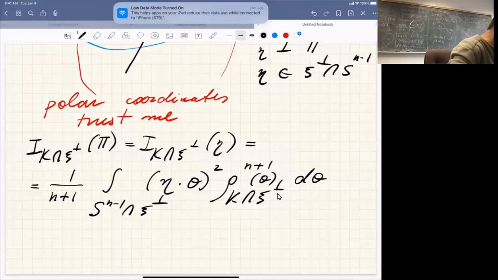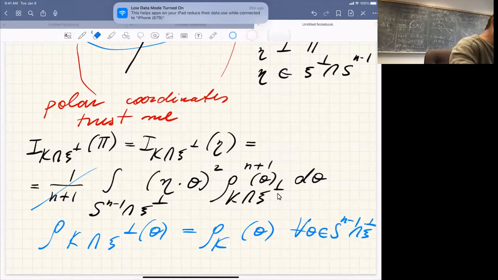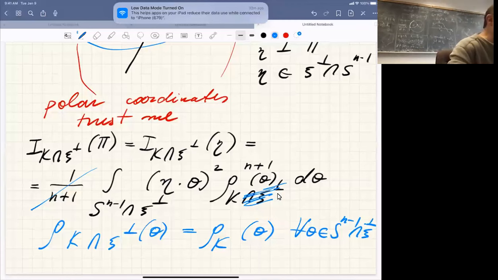This constant is not important, you don't care about it. But what is important, again, I recall that if you have the subspace, then the radial function for vectors in the subspace is the same as the radial function of the body for any theta belonging to S^(n-1) belonging to the subspace. So this means that I could safely forget about this intersection. There is no intersection, it's just the radial function of K. And we see easily that this is a quadratic form.